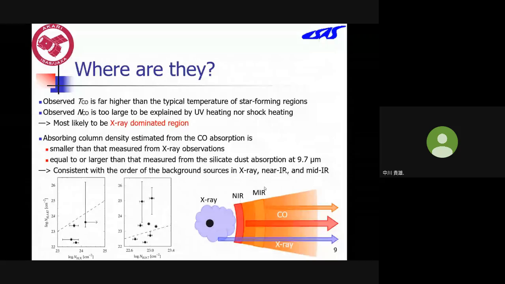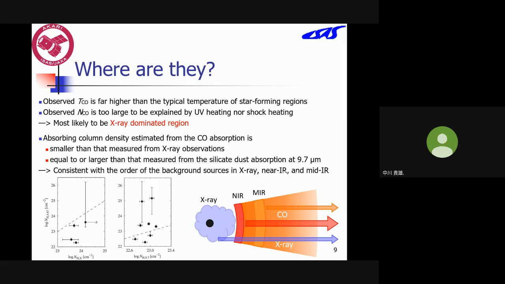So if we compare, for example, our observed column density to that of the column density observed from the X-ray observation, actually the X-ray observation seems to show a systematically larger column density. But if we compare our column density with that of the CK2 feature column density, they seem to be consistent with each other. So probably the X-ray is coming from really the center of the source, and they have additional ionized components here.